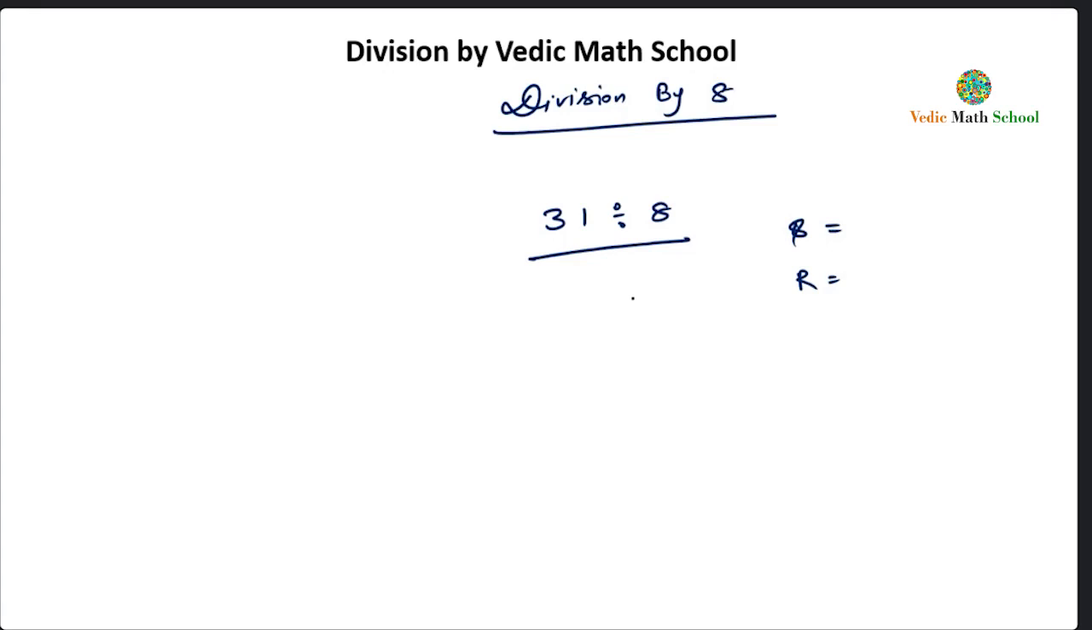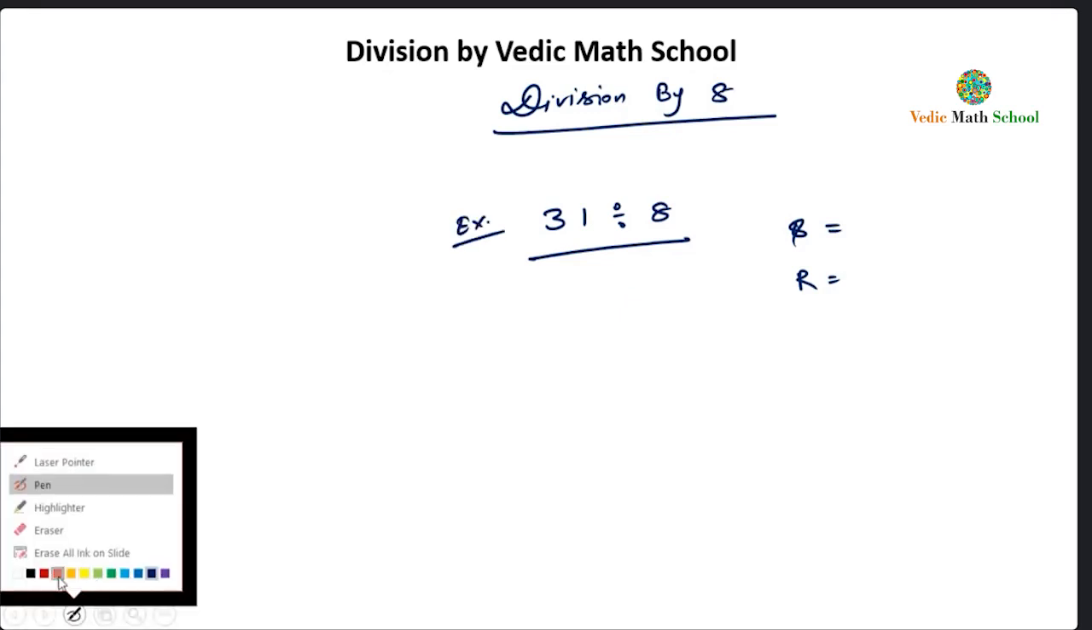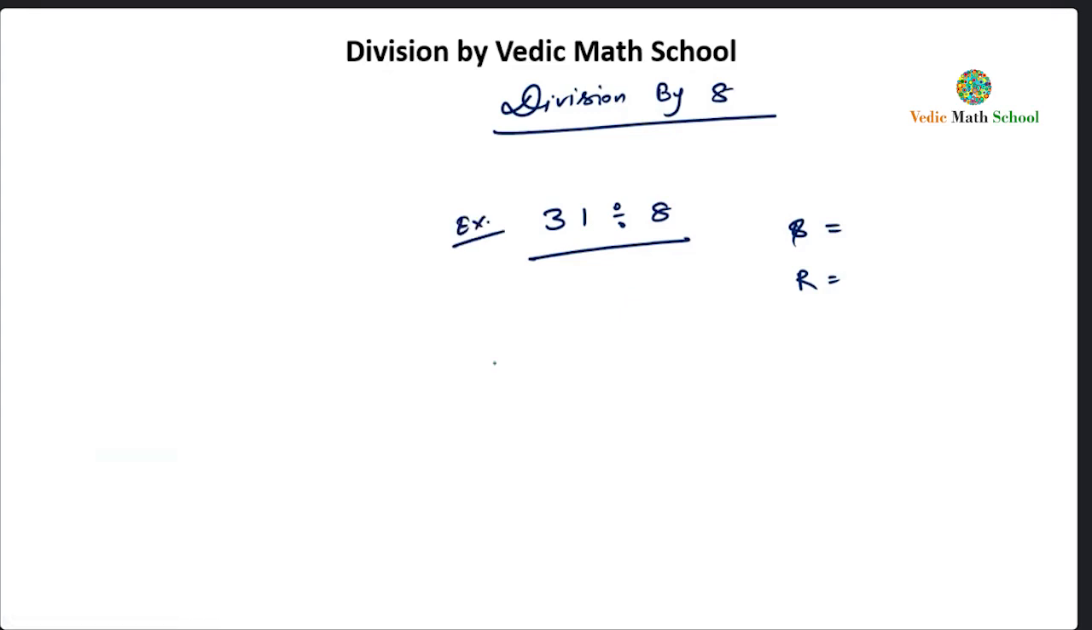But how did you get this 3 and 7? That is the right question. Look, the process is again the same. We are not doing anything different. The only different part is, suppose that this is 31, right? You said the answer is 3 and 7. Look, we are doing the same thing.